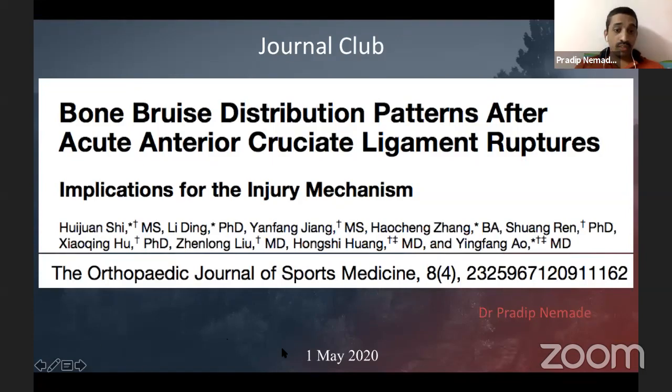This article was published in 2020 in OJSM by some Chinese authors, and they have done this study on bone bruise distribution pattern after an acute ACL rupture.